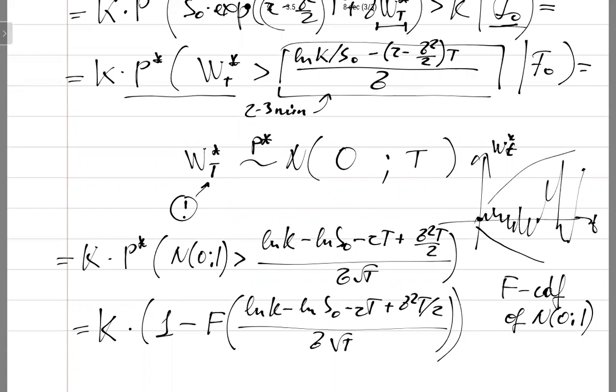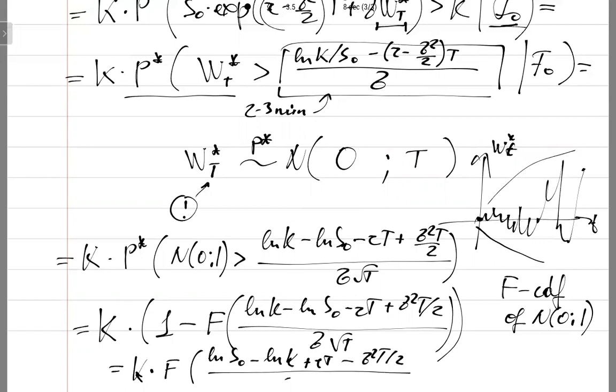Or we may inverse the sign, multiply by minus one, and write K times F of (logarithm S_0 minus ln K plus rT minus sigma squared T over 2) divided by sigma square root of T. We may write it like that. So that's also a good answer. Any questions?